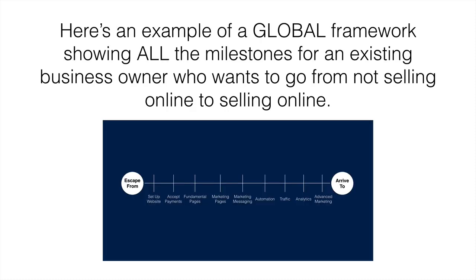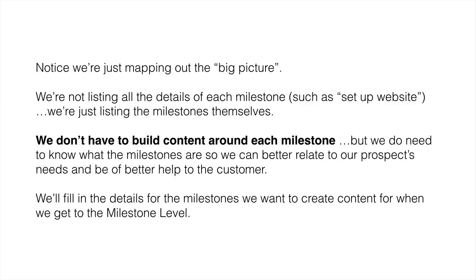Here's an example of a global framework showing all the milestones for an existing business owner who wants to go from not selling online to selling online. We just did this in the earlier video in this very module. The person's got to set up a website, accept payments, and all of that kind of stuff. Now, notice, we're just mapping out the big picture here. We're not listing all the details of every milestone, such as set up website. We're just listing the milestones themselves. We're at the global level here, right? In the earlier video, I showed you how to do global and the milestone level. We're just focusing on the global level.